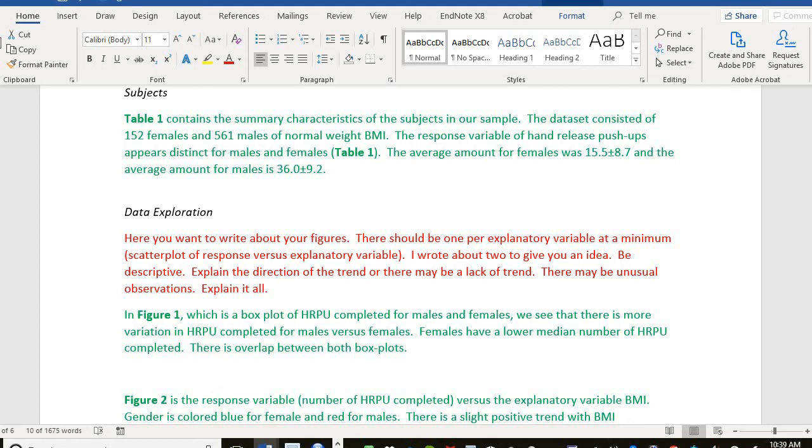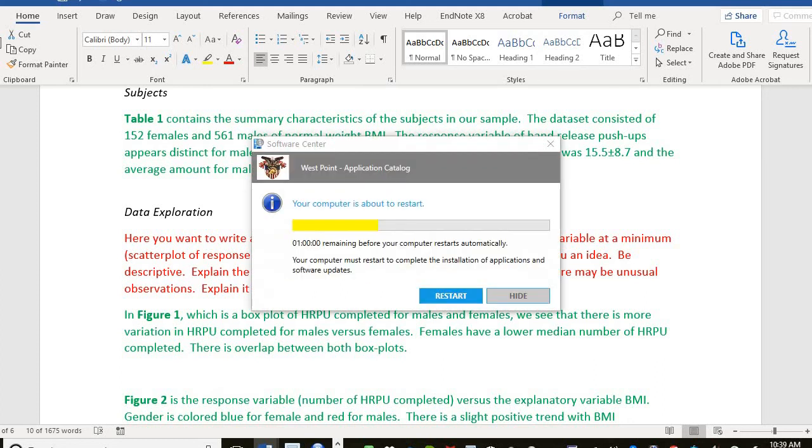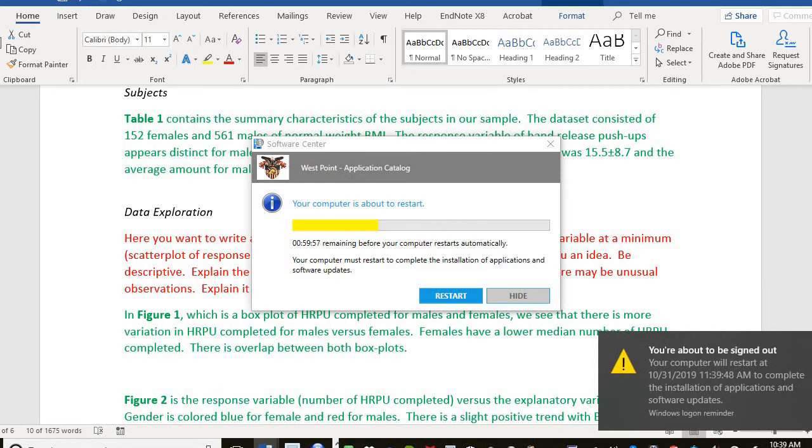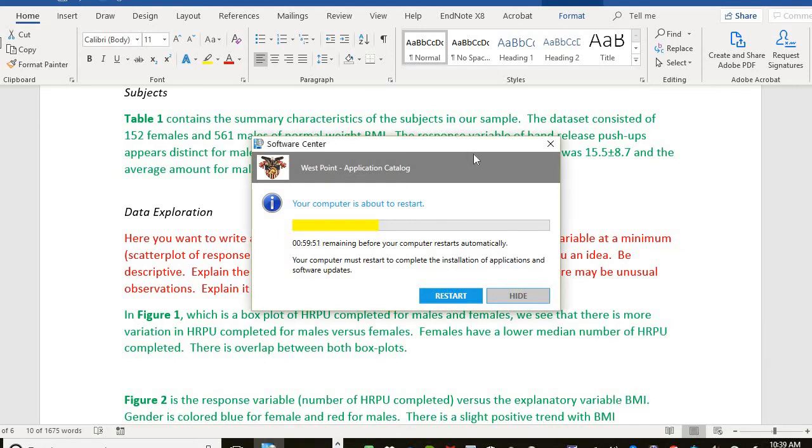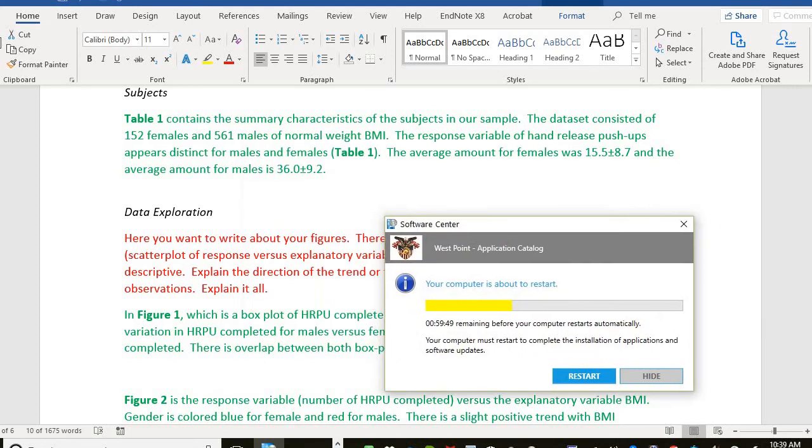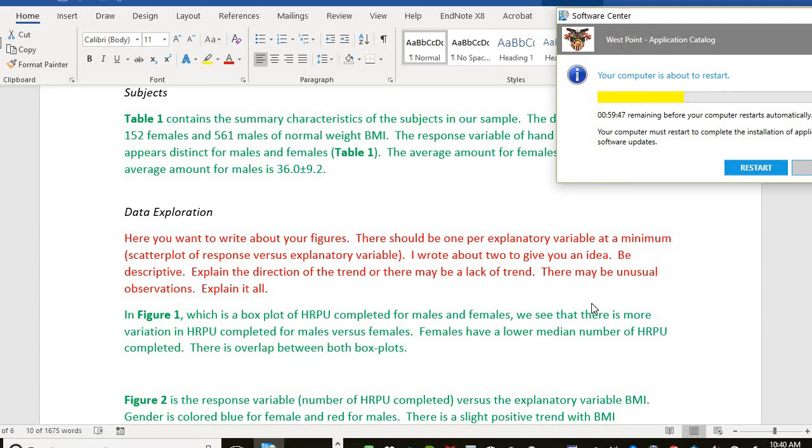All right, data exploration. Now you want to write about your figures. There should be 1 figure, it's in the directions, per explanatory variable. That's in the directions. So you can't have just 1 scatter plot. You have to have 1 per explanatory variable on the x-axis, response variable on the y. I'm going to make you do that today. So then I describe each one of them.